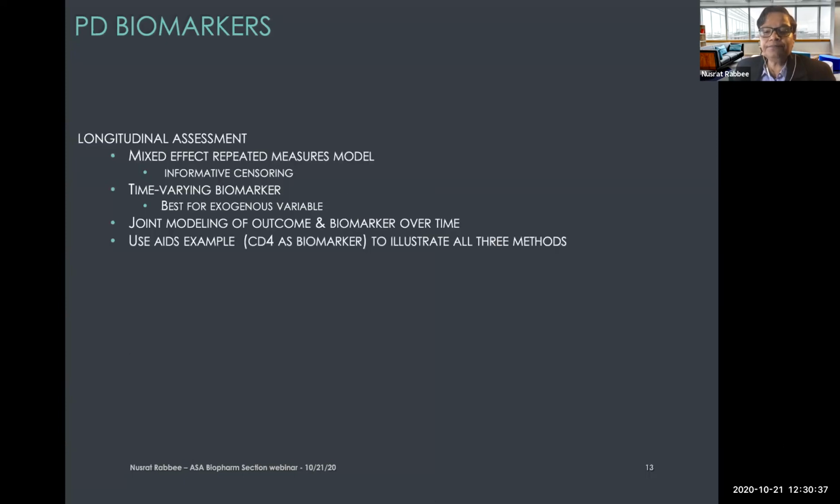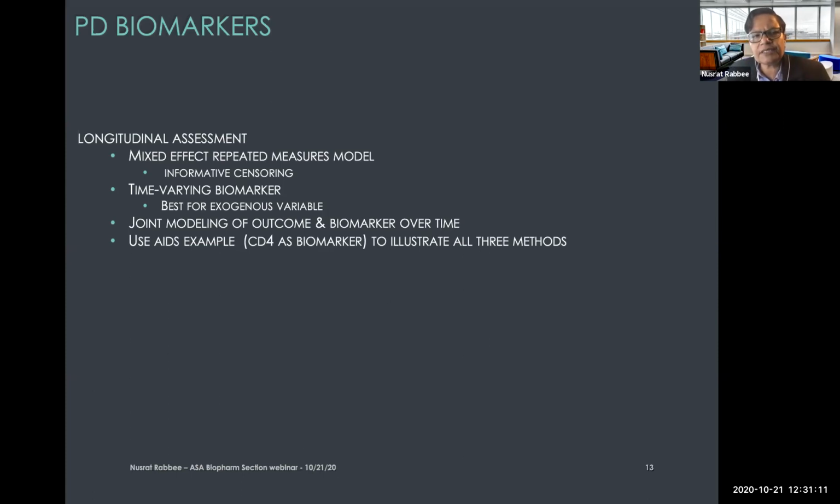So now let's talk about longitudinal assessment. PD biomarkers are often collected over time. So we want to see the full time course profile of those longitudinal trajectories of each of those biomarkers. And so in the longitudinal analyses, I take really about 3 approaches.